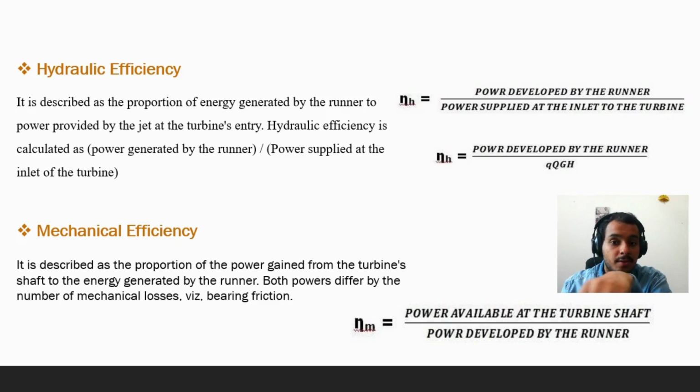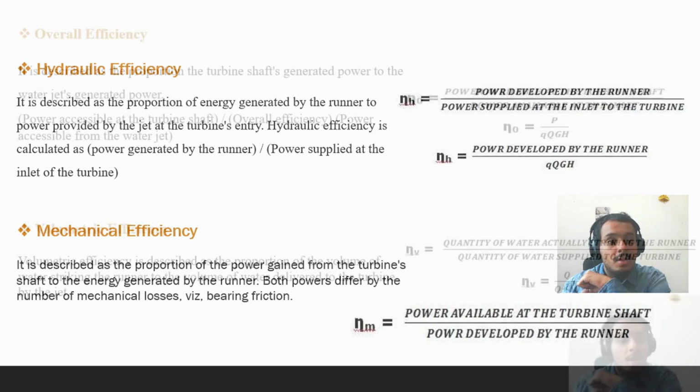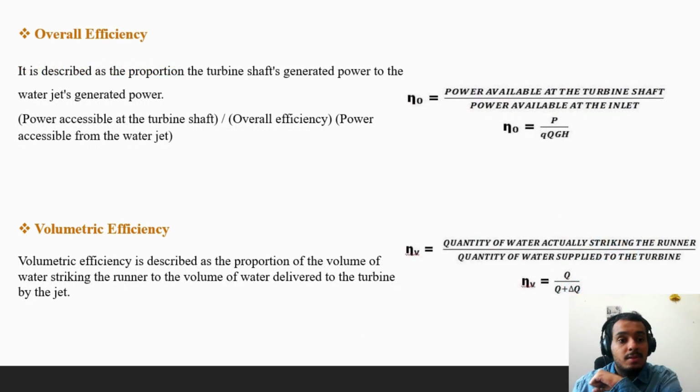And you can see this is the equation for it. If you want to measure the mechanical efficiency, it is described as the proportion of power gained from the turbine's shaft to the energy generated by the runners. You can see this is the equation for the mechanical efficiency. The overall efficiency is described as the proportion of the turbine shaft generated power to the water jet generated power.